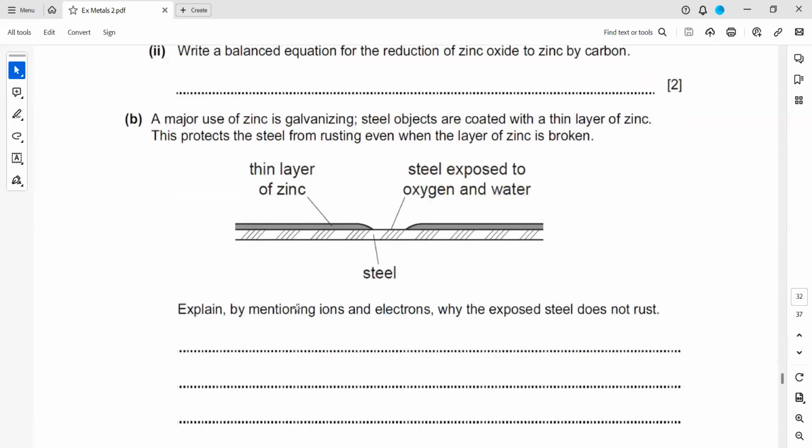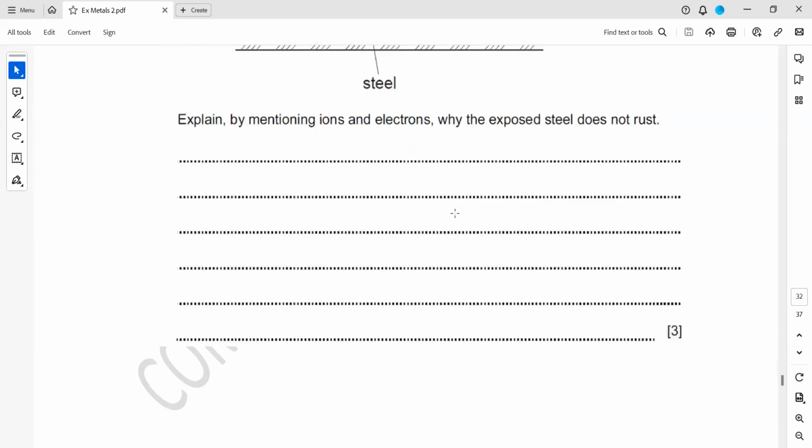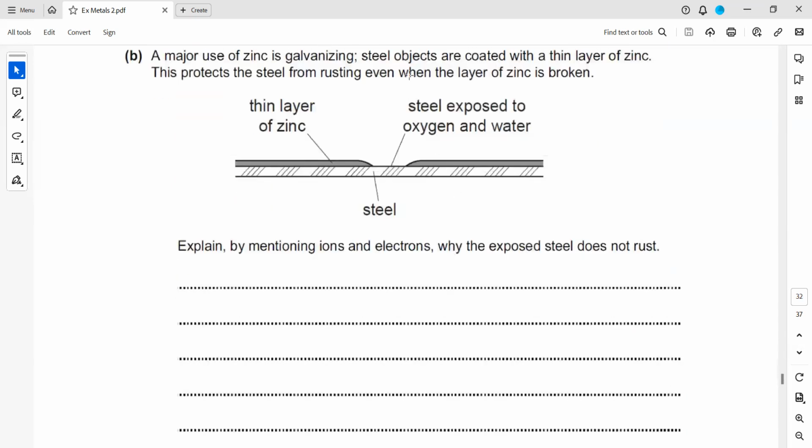A major use of zinc is galvanizing. Steel objects are coated with a thin layer of zinc. This protects the steel from rusting. Even when the layer of zinc is broken or scratched, explain by mentioning the ions and electrons why the exposed zinc does not rust. And it's of 3 marks. As I mentioned in the last session, a structured answer should be there for this one.